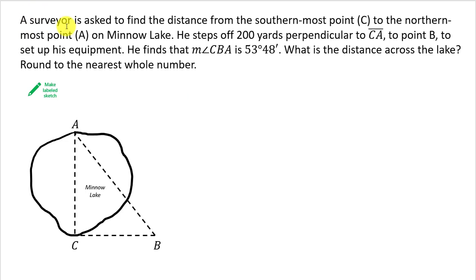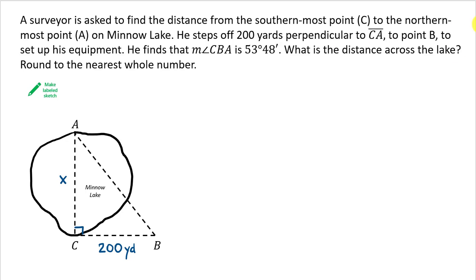So once again, it says, a surveyor is asked to find the distance from the southernmost point C, right here, to the northernmost point A on Minnow Lake. Okay, so A is here. It means that the surveyor needs to find the distance from C to A. Since it's unknown, let's label it with X. Now let's continue reading. He steps off 200 yards perpendicular to CA to point B. Point B is here, and since he stepped off 200 yards perpendicular to CA, that means that this is the right angle, and segment CB is 200 yards.